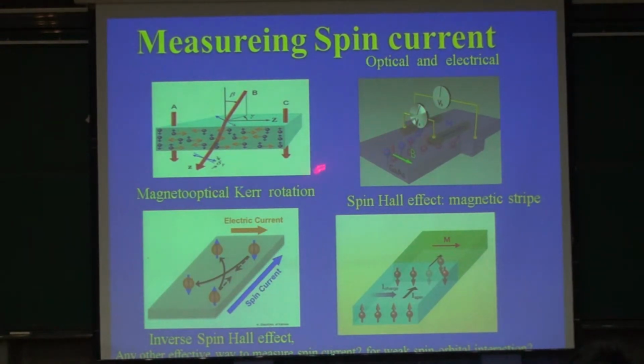However, we still don't have any effective way. We always convert things to an optical signal or an electric signal to measure spin current. We still don't have a direct way to measure spin current. Maybe if in the future we can have a direct way to measure spin current, I think the whole application will change again.